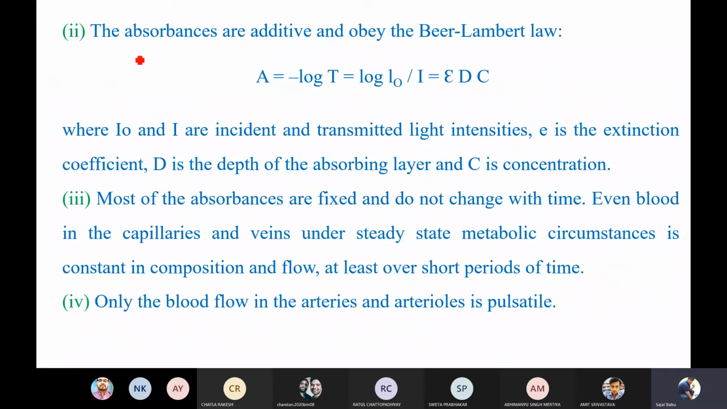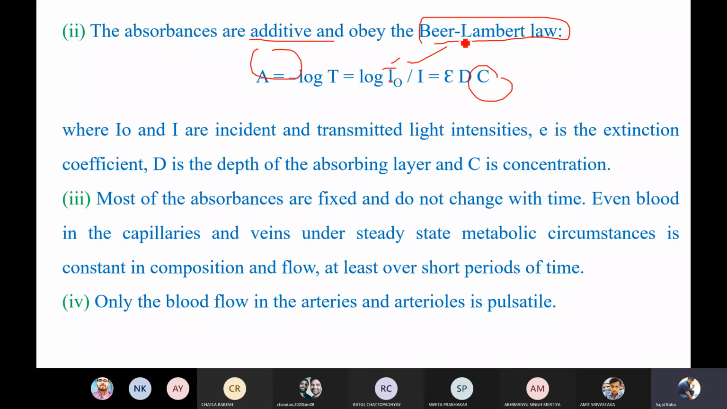So all these observers are additive, okay, and they are going to obey the Beer-Lambert law, which is absorbance A equals log T, that means log of I naught by I1. This will be I naught by I1, okay. Where I naught will be the incident light and I1 will be the transmitted light, and E here will be the extinction coefficient, D will be the depth, and C will be the concentration.